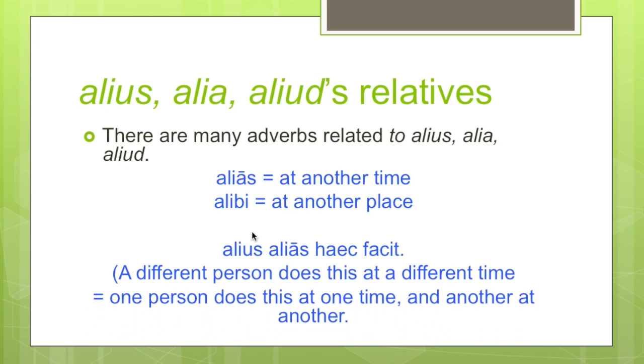And these expressions, too, can be used in this double sort of expression here, like alius alias haec facit. This means a different person does this at a different time. In other words, one person does this at one time and another at another time.